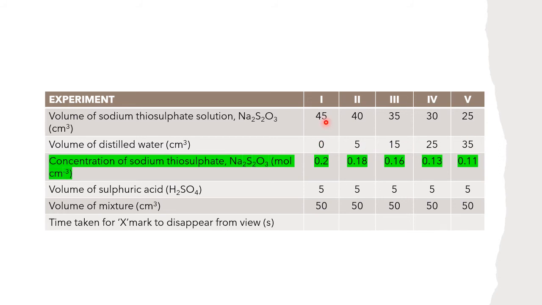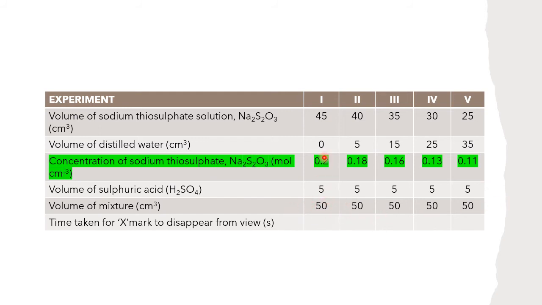Okay, katakan yang ni kan 45. And volume of sulfuric acid, kita mesti tambah sulfuric acid kan, sebab dia memang react dengan sulfuric acid. The volume of the sulfuric acid does not change. Kita tak berubah, sama sahaja. And the total volume untuk keseluruhan sodium thiosulfate dengan acid adalah 50, semuanya 50.